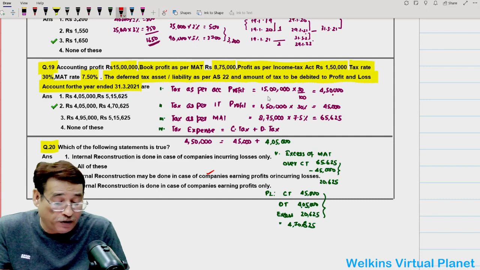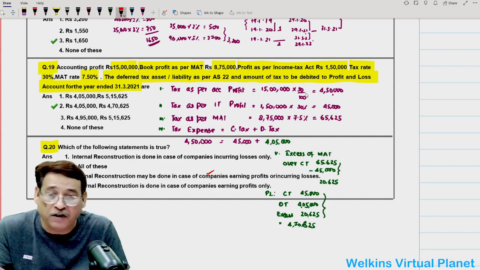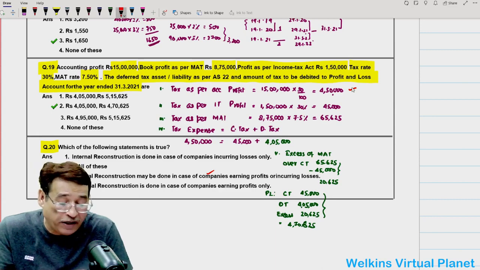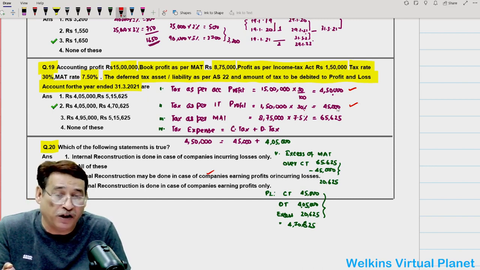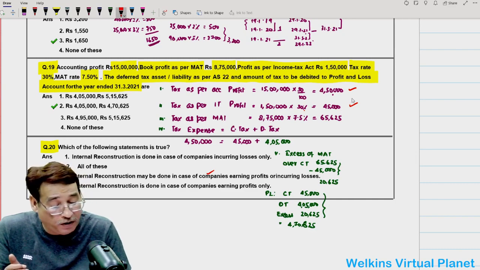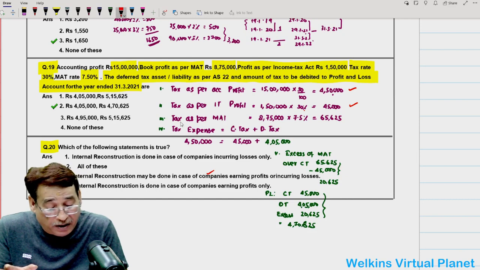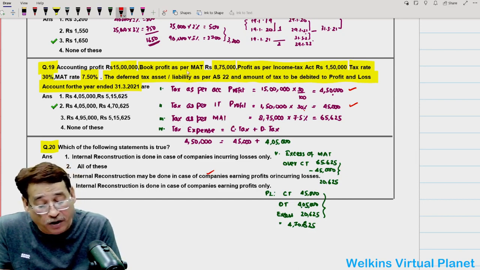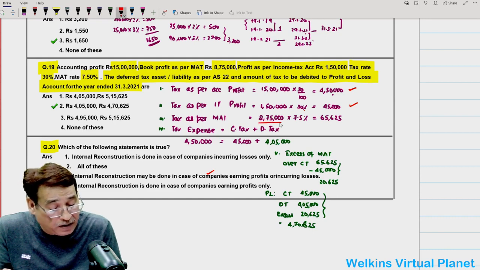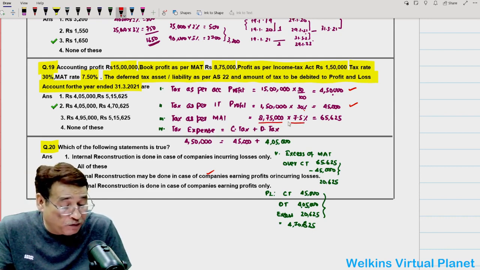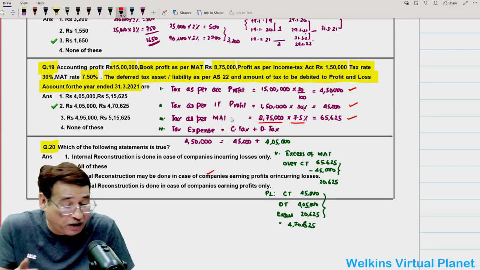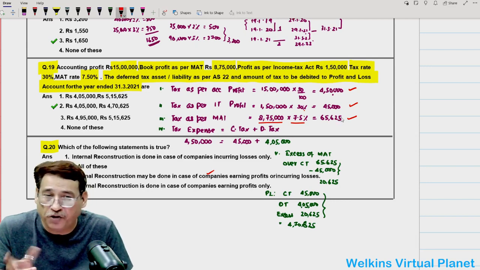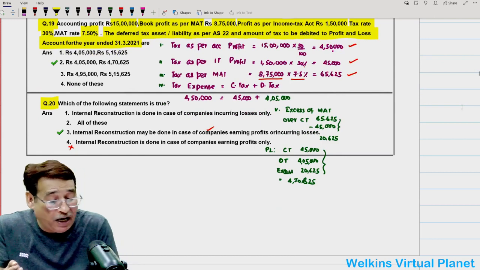Tax as per accounting profit. Now accounting profit is given to us as 15 lakh, the rate is 30%. So first thing I have to do is to find out my tax as per accounting profit. Second, I have to find out tax as per income tax. So income as per income tax is 1,50,000, tax rate is 30%, so 45,000 will be the tax as per income tax. Now tax as per MAT, because according to MAT my income will be considered 8,75,000 and the rate of tax is 7.5%. So my minimum tax liability as per minimum alternative tax will be 65,625. Correct?